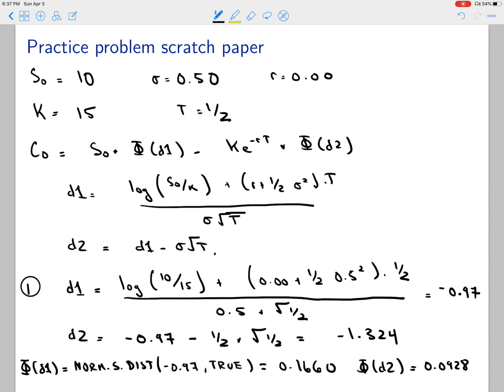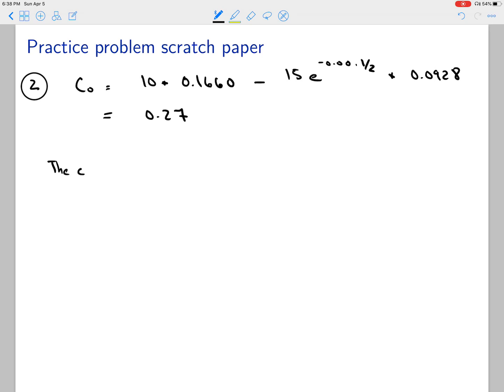Okay. In the second part now, we have all the phi's. We just want to plug in K and S0 to get the call price. So in the second part of the problem now, we just plug everything in. The call price today is equal to the stock price times phi of D1, which is 0.1660, minus the present value of the strike, okay, times phi of D2, which is 0.0928. And what you're going to get out of this is that the call price is going to be right around 27 cents. Okay, so the call price C0 is equal to $0.27. Again, Black-Scholes, very, very complex way to derive this equation, but the end result is elegant and simple, easy to use too. All you do is plug and chug.